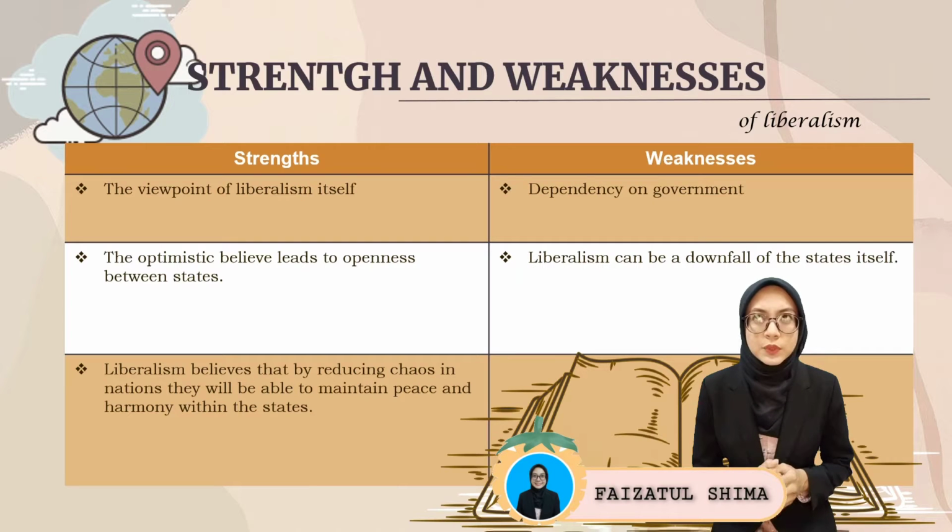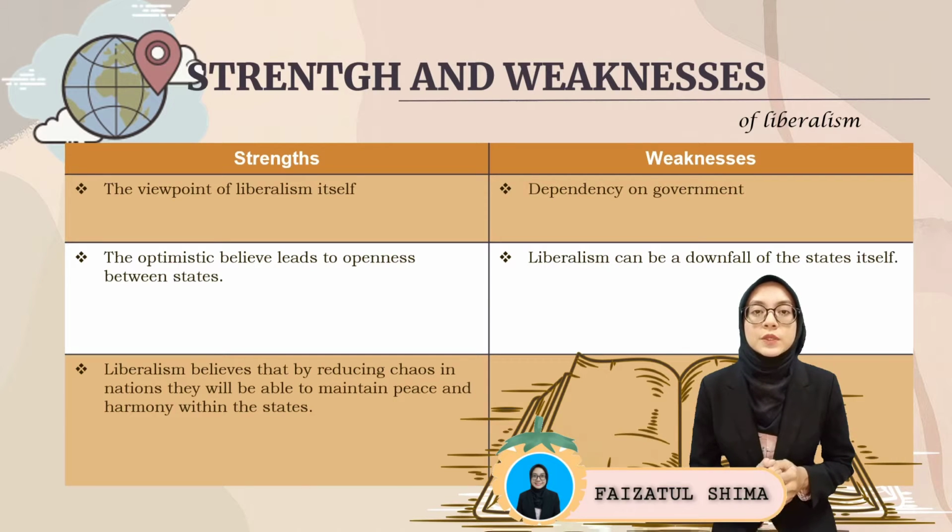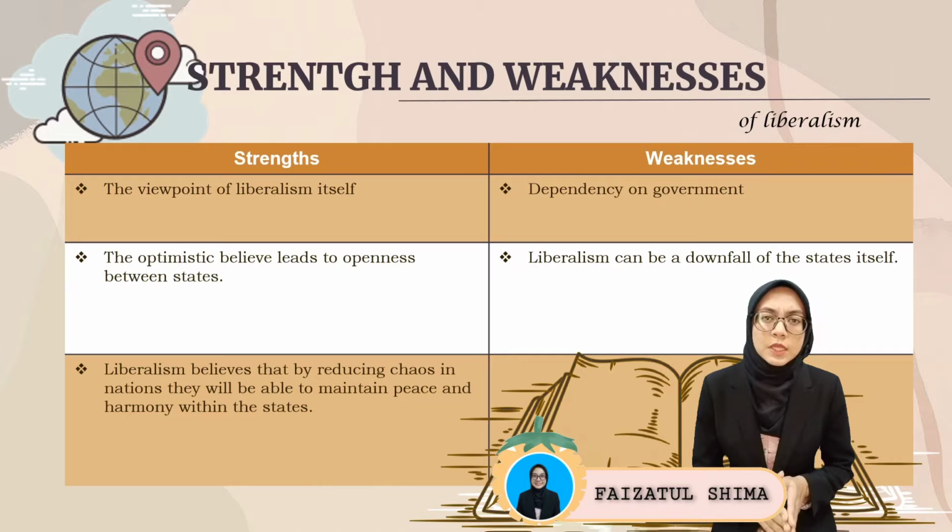This openness could create the benefit of economic growth. This could be referred to a country like China that implements openness for the country. Lastly, liberalism believes that by reducing chaos in a nation, they will be able to maintain peace and harmony within the state. All in all, liberalism goes back to its belief, which is cooperation, coordination, and diplomacy. Based on the diplomacy that liberalism implements, it resolved the Libyan civil war, and now Libya has become a developed country and remains in peace and harmony.